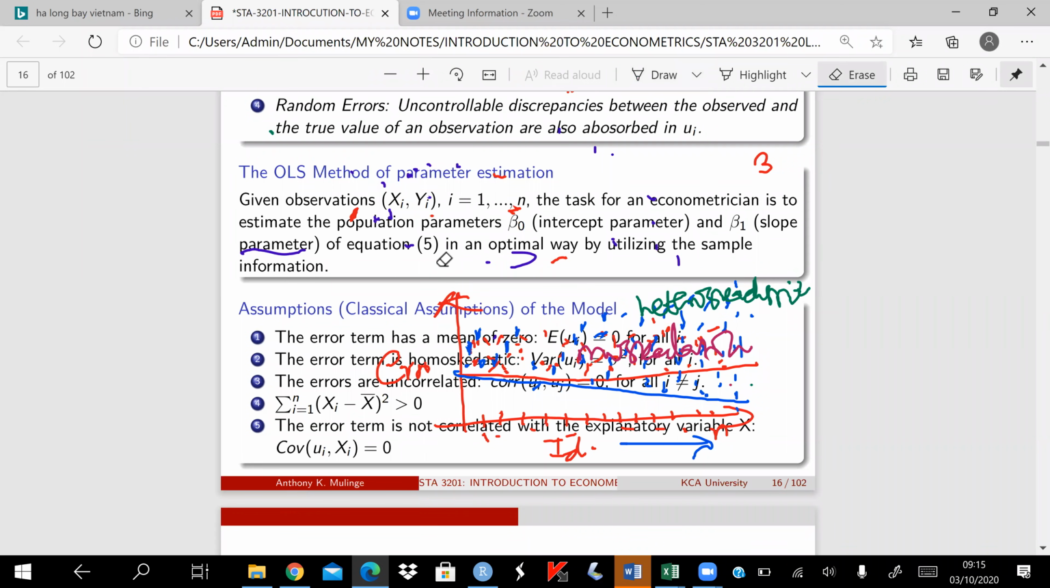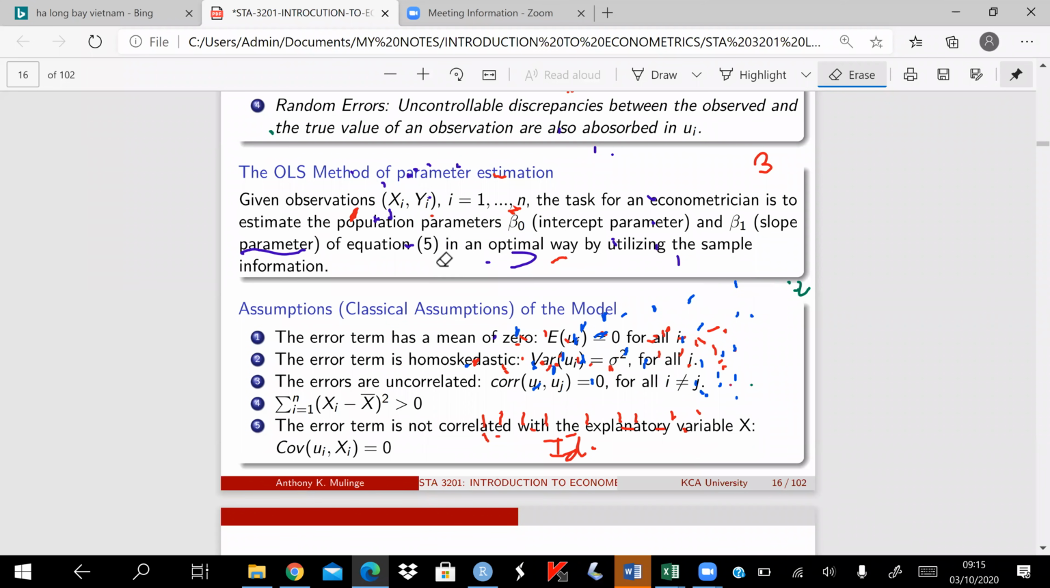Now, the next assumption is about the independence of the errors. Actually, point number 3 just says that the error terms should be independent, or the errors are uncorrelated. That's why we're saying that the correlation between any two individual errors.